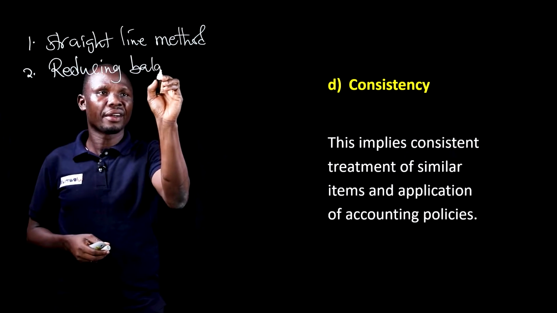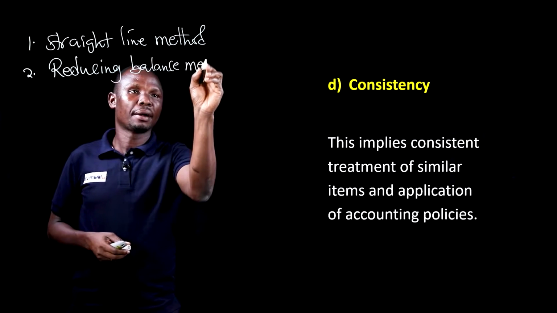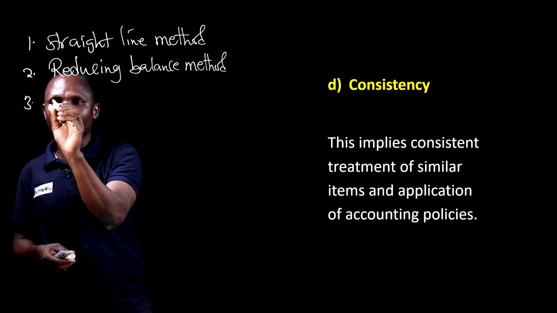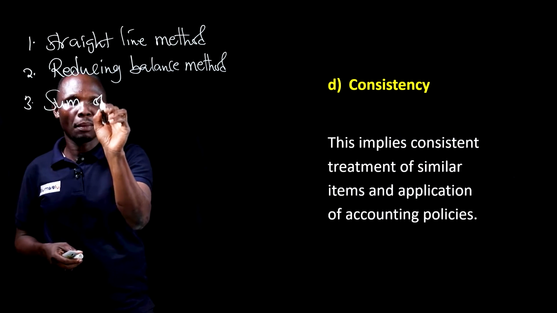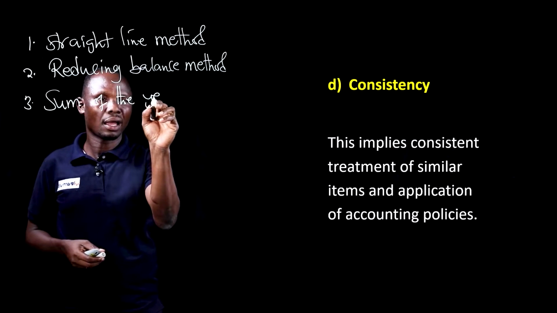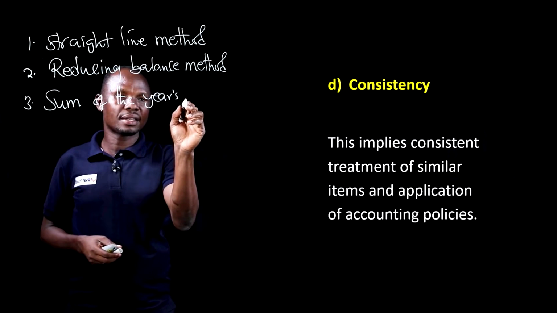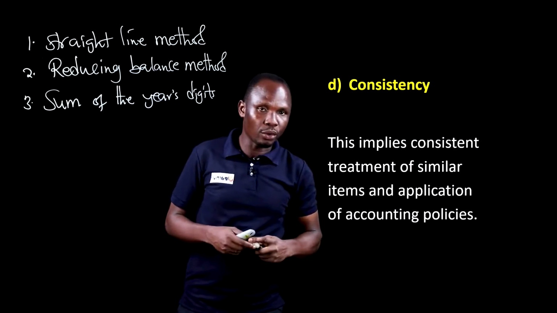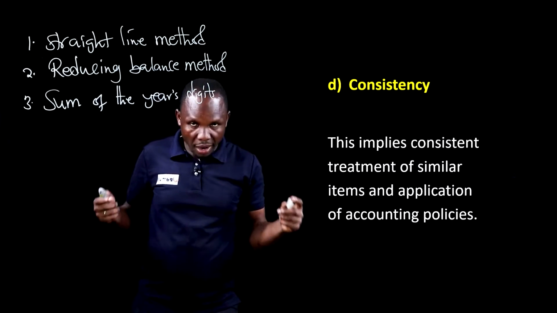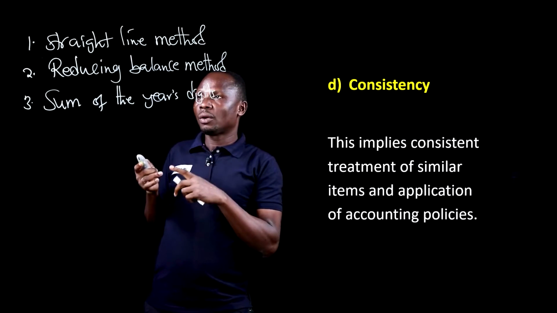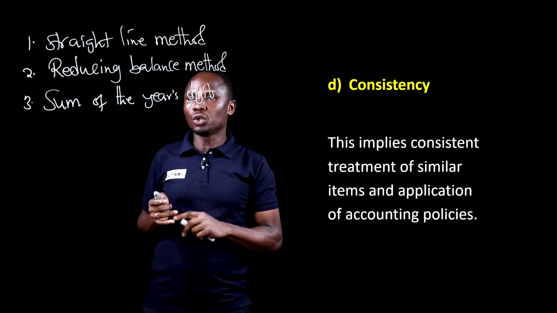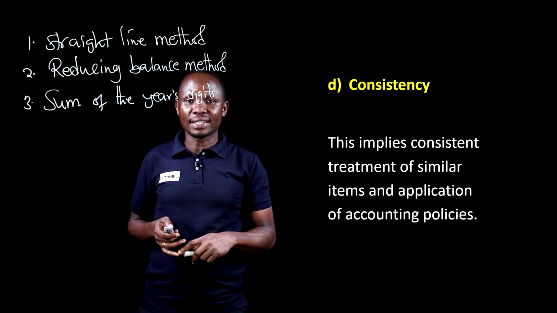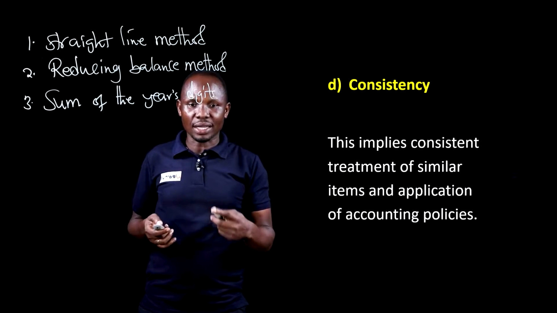It can also be calculated using the reducing balance method. It can also be calculated using the sum of the years digits method. So for example, depreciation can be calculated using 1. The straight line method, 2. Reducing or diminishing balance method, 3. Sum of the years digit method. Even there are other methods like the production unit.